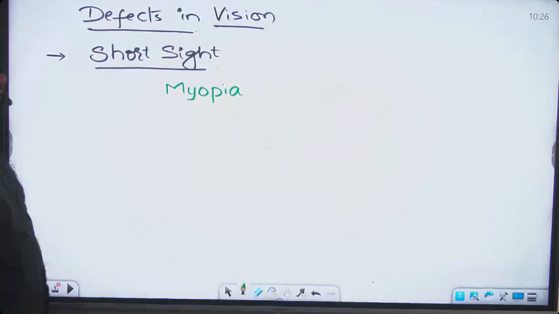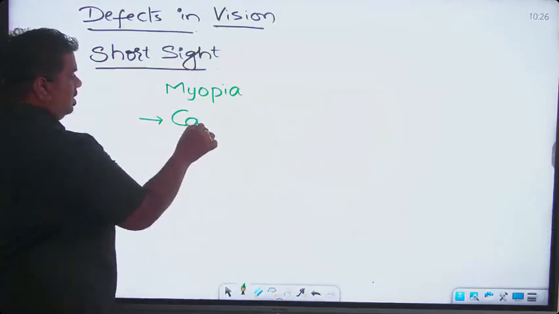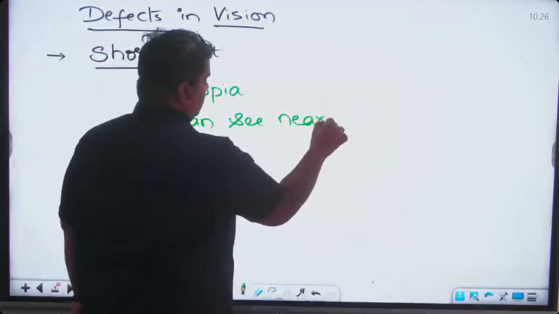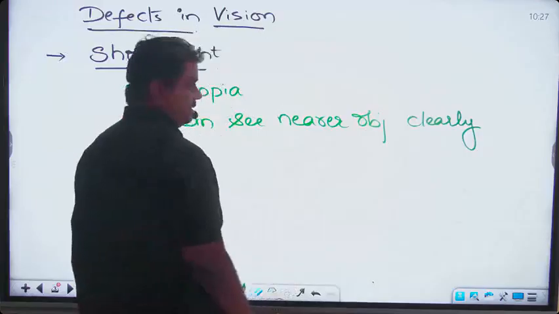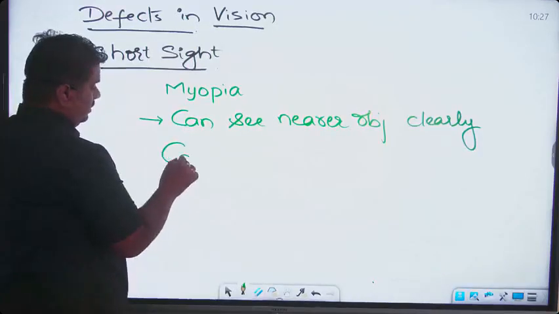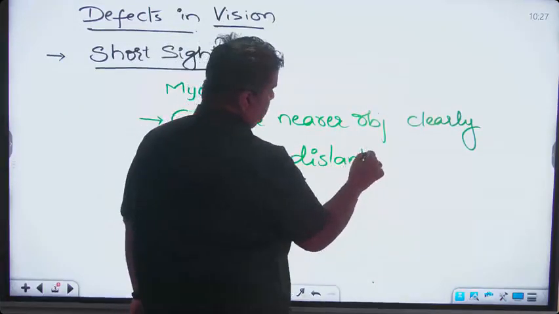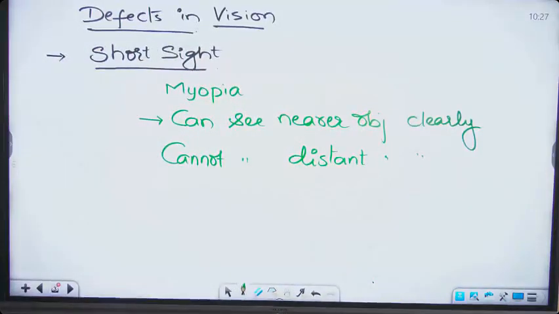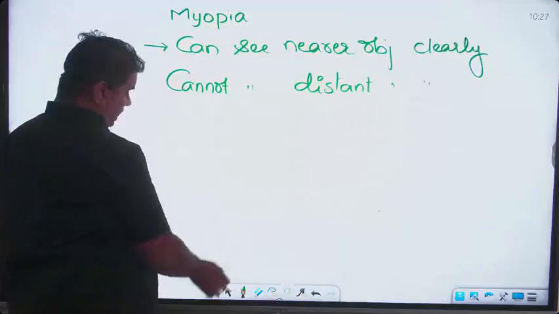What is the problem for people with short sight? Any person who is having short sight can see the nearer objects clearly. Nearby objects are clearly visible. But what is the problem? They cannot see the distant objects clearly. Distant objects are not clearly visible, but nearby objects are clearly visible. What is the reason for this particular problem?